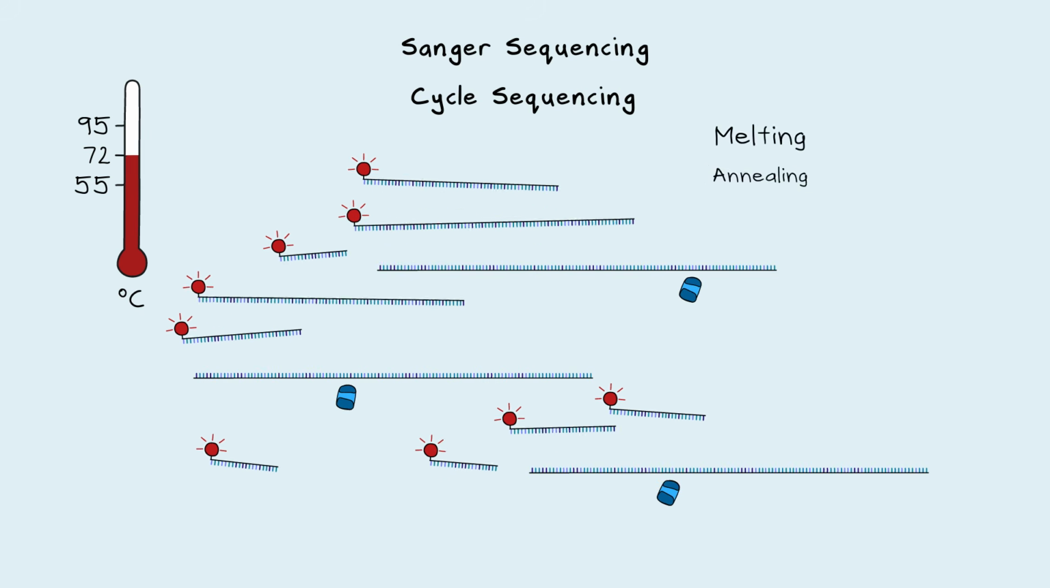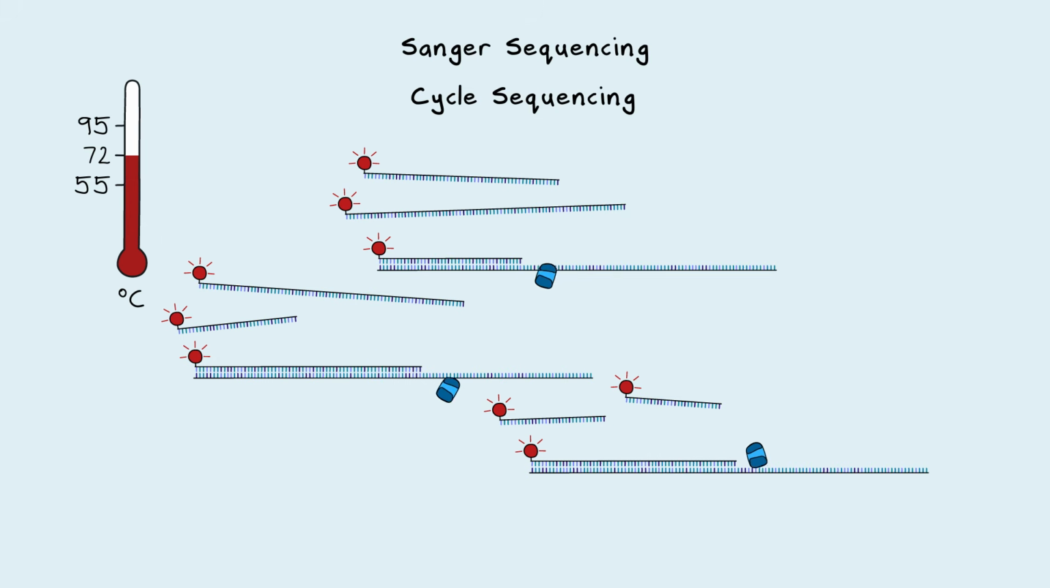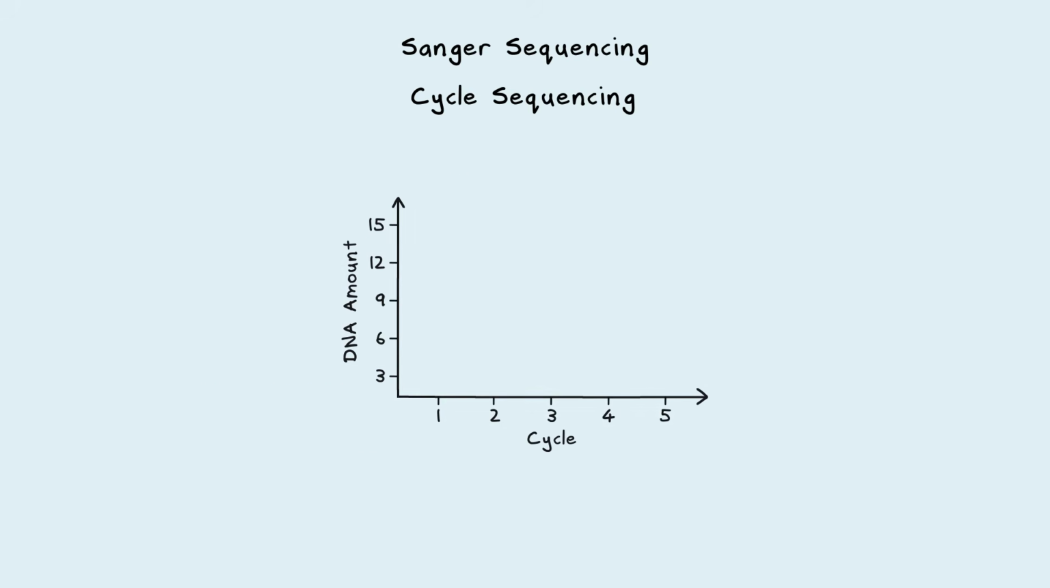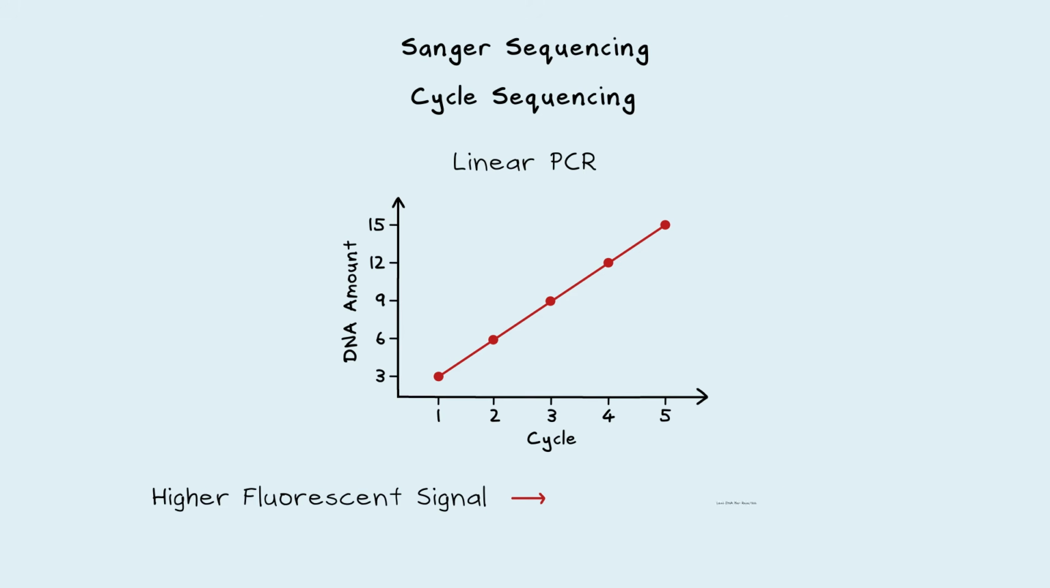These cycles of melting, annealing, and extension repeat the same as in PCR. Many more primers get incorporated into the fragments, increasing the fluorescent signal. But as there is only one primer, only extra forward strands are made, and no reverse strands. So the number of fragments increases by the same amount each cycle. This increase is linear over the cycles and is called linear PCR. The method was later termed cycle sequencing. The higher fluorescent signal also meant that less DNA was needed for each reaction.